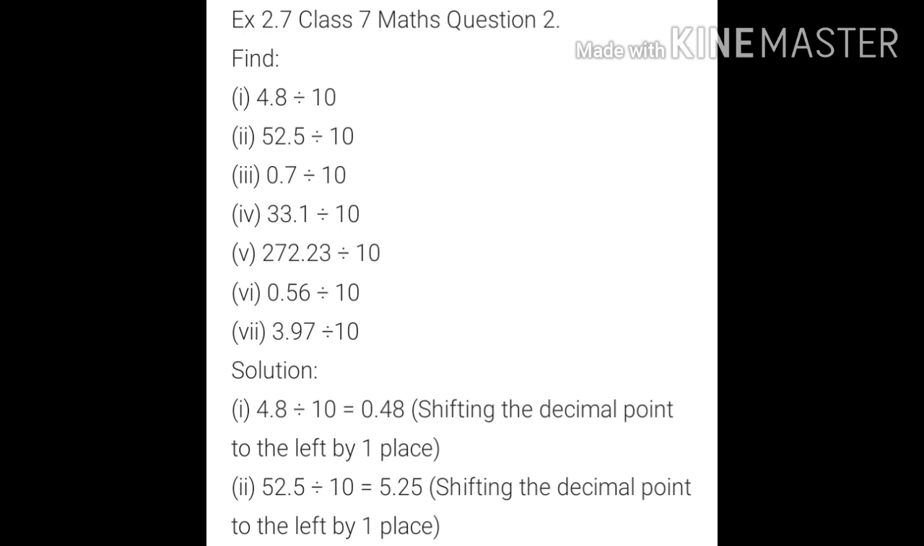So the answer will be 0.48. Similarly, in the second part, it's asked 52.5 divided by 10, means we will shift the decimal point to the left by one place, that is before 2. So the answer will be 5.25. Similarly, all the other parts can be solved. Only there is a difference of digit.